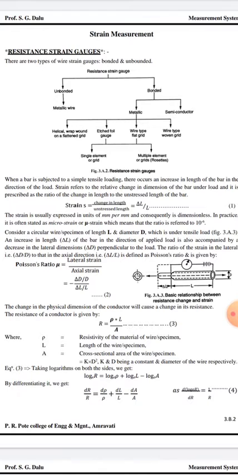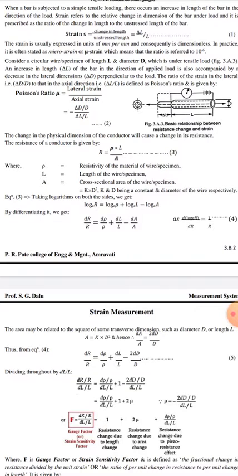Now by differentiating it, if we differentiate log R we get dR by R, because the differentiation of log R is 1/R. So dR by R equals d rho by rho plus dL by L minus dA by A. Next, the area may be related to the square of some transverse dimension such as diameter D. As we already specified after equation 3, area is nothing but K into D square.